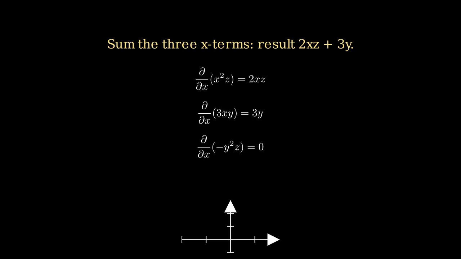Partial of 3xy with respect to x, y is held constant, and x differentiates to 1, so this term gives 3y. Partial of negative y squared z with respect to x, there's no x in this term at all, so it vanishes to 0. Adding these 3 results, partial f by partial x equals 2xz plus 3y.